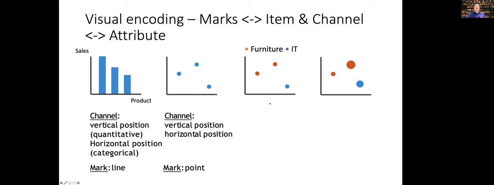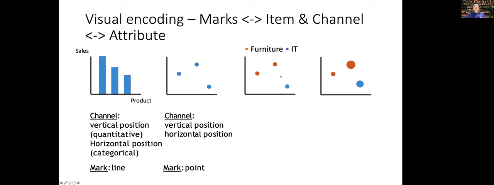Okay, and let's look at the third example now. Very similar to this one. Okay, again, what is the item? Anyone? The product name, furniture and IT. Okay, so that might be a bit confusing. Here, furniture and IT is meant to represent the category or the type of products. Some products are furniture, some other products are IT. That's what this color is for. So you can see the red one represents furniture. You have these two products, they are furniture. And this one is blue, that means it's an IT product, but we don't know exactly what it is.